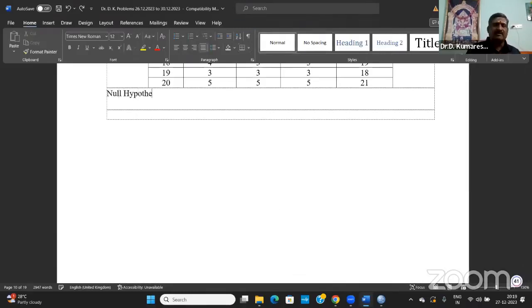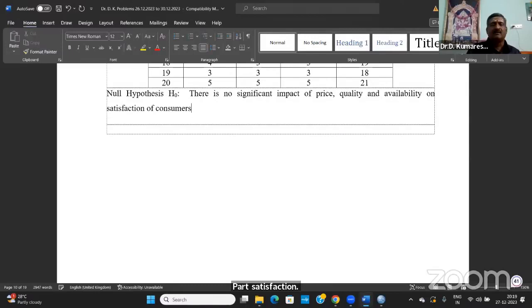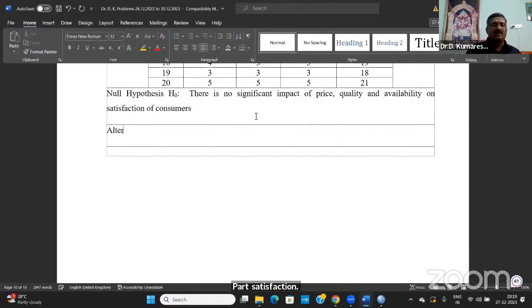Null hypothesis: there is no significant impact of price, quality, and availability on satisfaction of consumers. What is the alternative hypothesis?